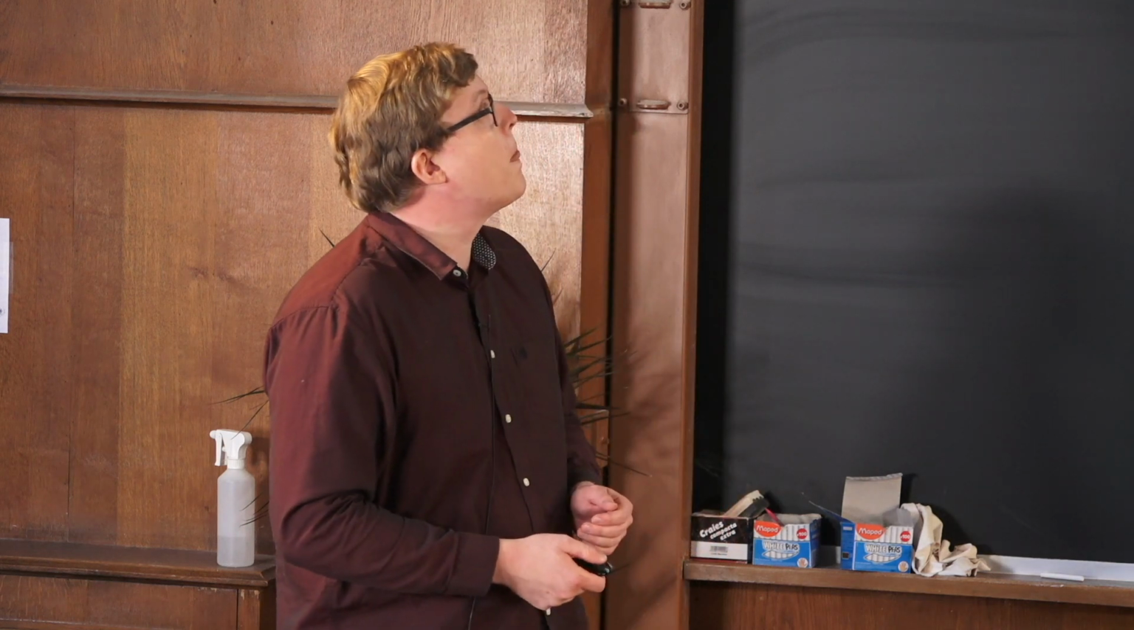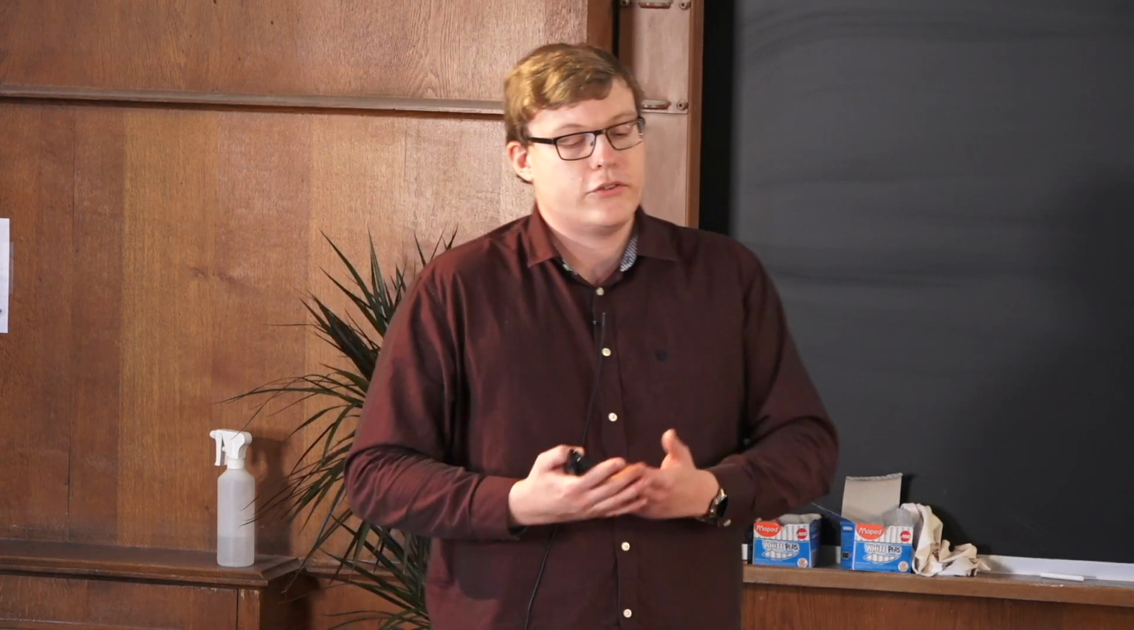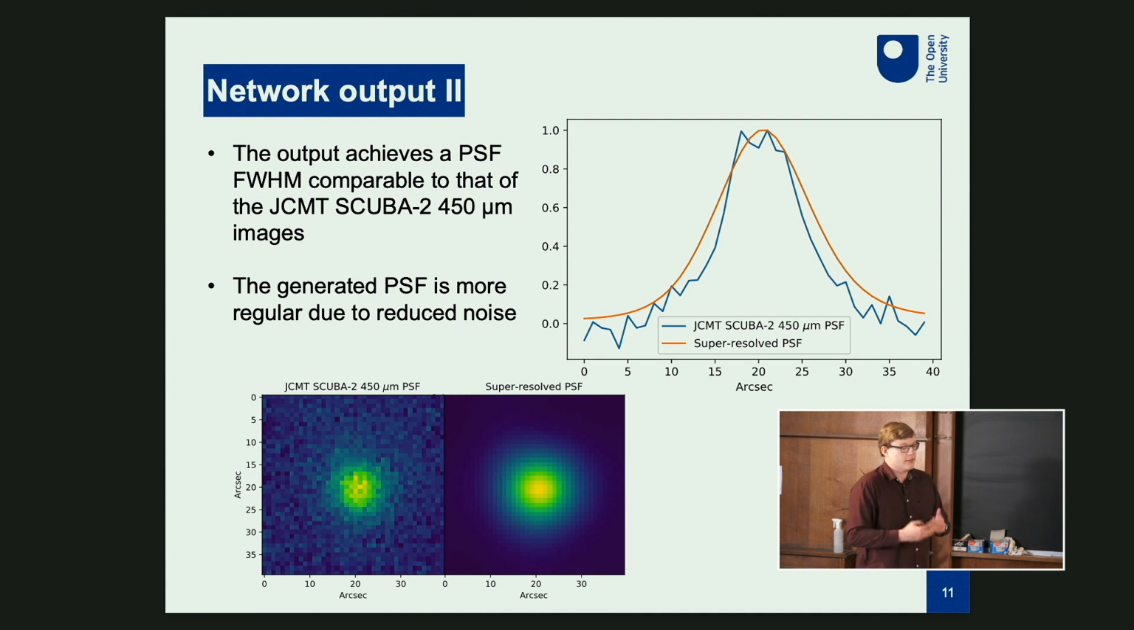As I said, we are interested in some of the image characteristics of the JCMT data, amongst them, of course, the point spread function. When we do a stack of the matched sources and then do a cross-section to get the point spread functions, we find that the point spread functions of our generated data, in terms of full width half maximum and shape, are very comparable to that of the JCMT SCUBA-2 450 micrometer data. But it's, of course, significantly smoother, probably in large part due to the fact that we have removed noise from the images.